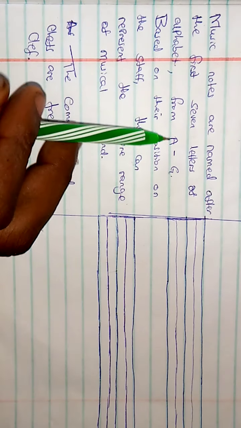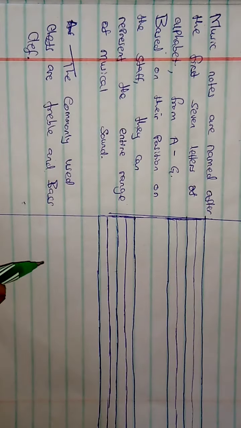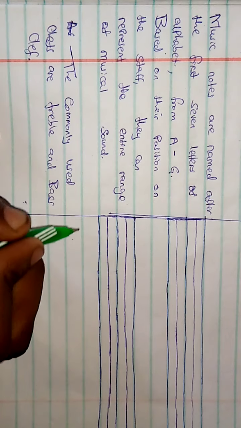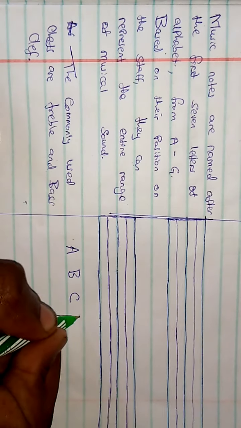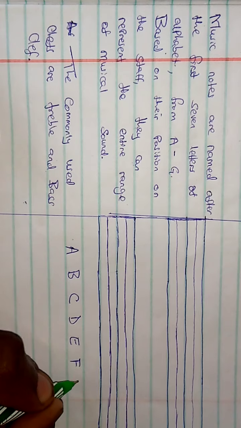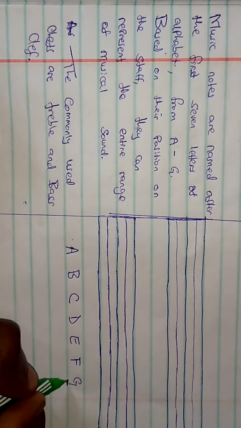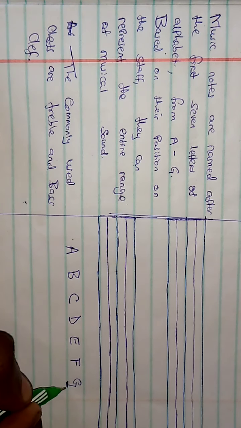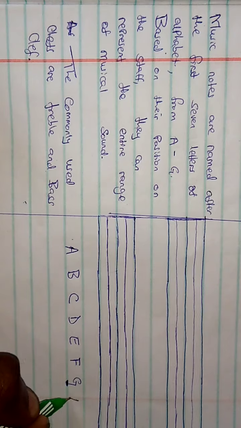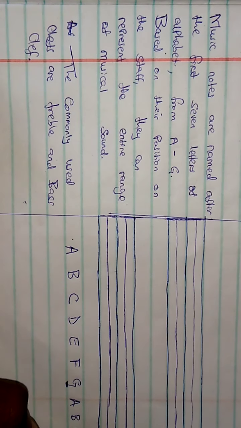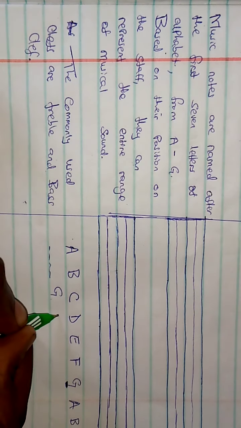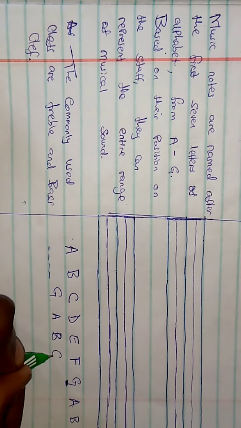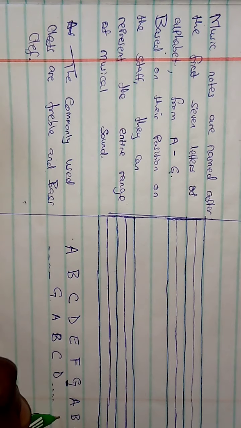Music notes are named after the first 7 letters of the alphabet, that is from A to G. A, B, C, D, E, F, G. Upon reaching G, the sequence proceeds again, starting again from A, B, C, D, all the way to G.